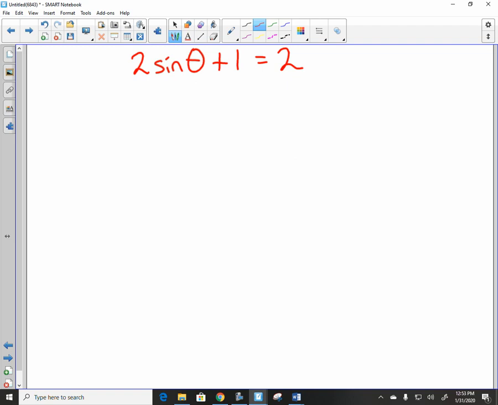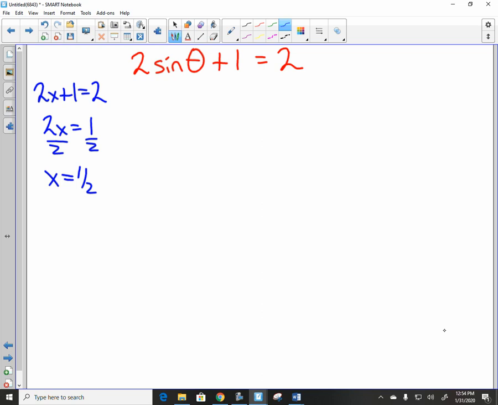Now, our goal today and on Monday is going to be to solve trigonometric equations. I will give you the basis for what we're going to do, and it is this. 2x plus 1 is equal to 2. How would I solve that equation? Divide by 2. Does everybody agree I get x is 1/2?